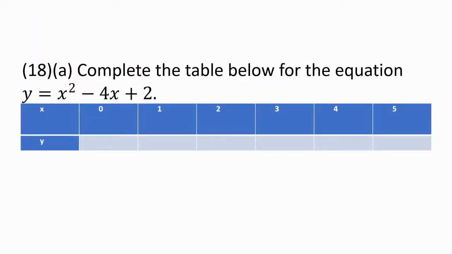Question 18, part A. Complete the table below for the equation y = x² - 4x + 2. The equation again is y = x² - 4x + 2, and you are supposed to complete the table where you are supposed to populate the values of y for the given values of x.